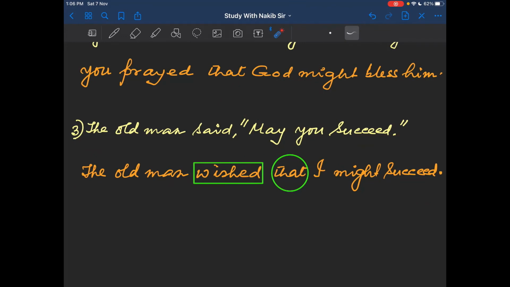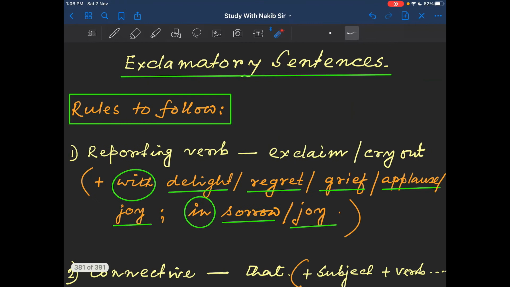Okay. These are a few examples to support our discussion, to support your learning, to support your concept. Now see the exclamatory sentences. Exclamatory sentences are sentences that express sudden emotion or feeling.